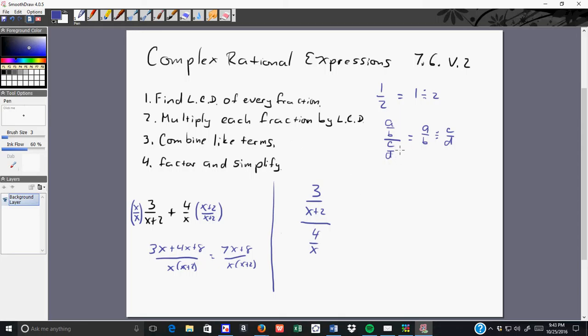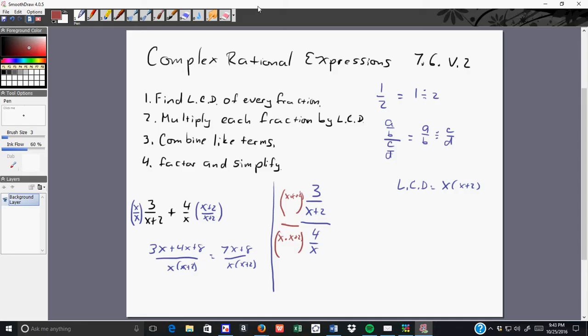And I'm not going to go too far into this right now. But what I am going to say is this. I know that my lowest common denominator is x times x plus 2. Now, because I'm trying to simplify this, I'm not trying to solve it, I'm trying to simplify it. What I'm going to do is this. I'm going to multiply my top fraction by x times x plus 2. Now I'm going to multiply my bottom fraction by x times x plus 2.